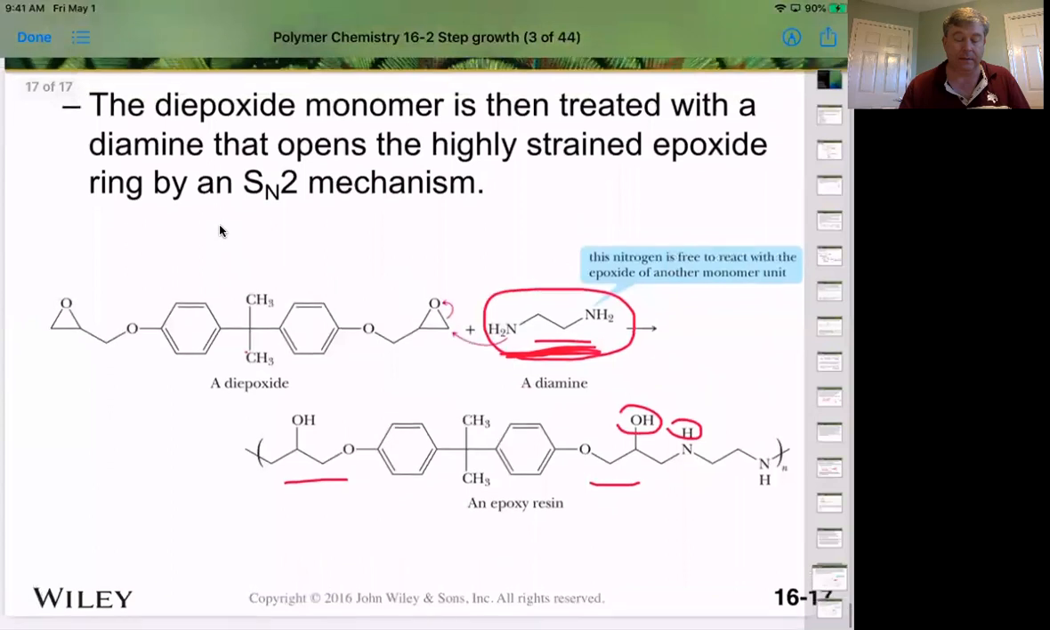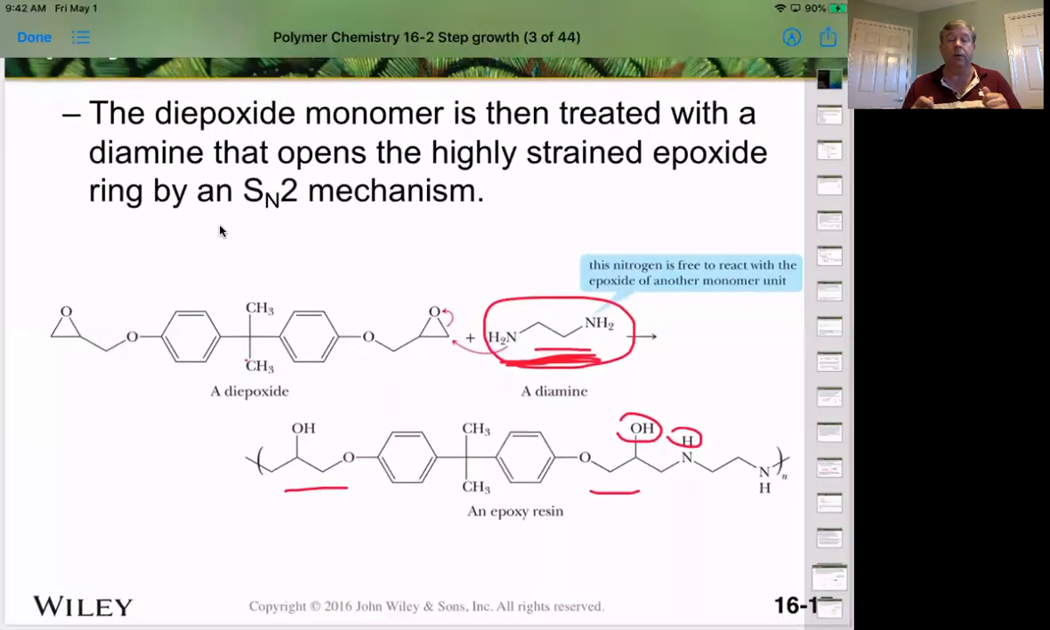after it is done. All right, so that is our summary of the different types of step growth polymerizations. Our third section is going to be chain growth polymerization.